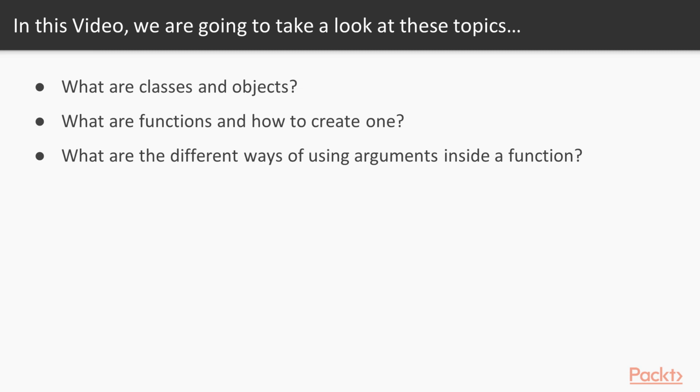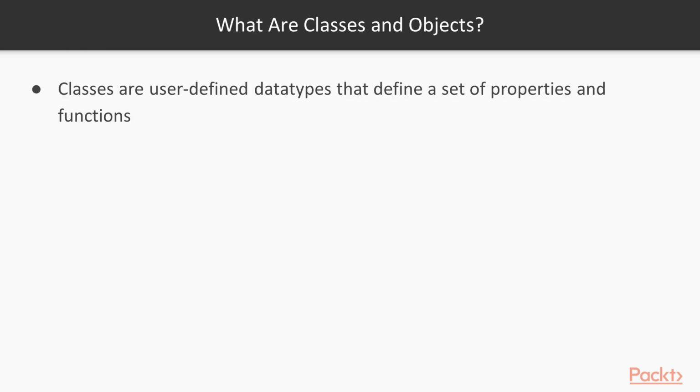What are classes and objects? What are functions and how to create one? And what are the different ways of using arguments inside a function? Before we go ahead, I want you to understand that this lecture is mainly focused on functions and how to use the different arguments. The classes and objects section will be just an overview of what classes and objects are. So let's move ahead. So what are classes and objects?